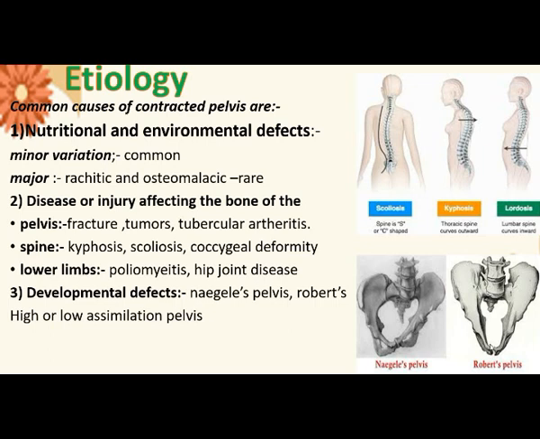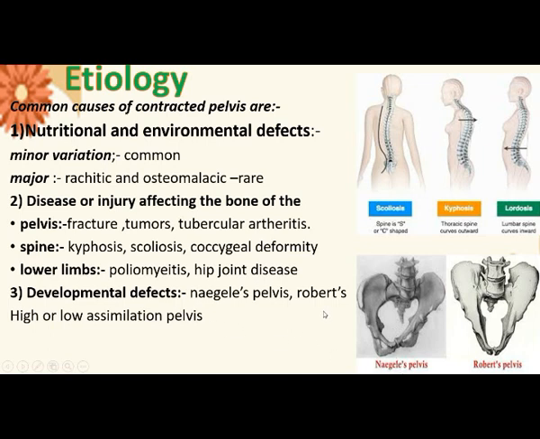Main feature of this Naegele's pelvis: the obstetric outlet is obliquely contracted at all levels, but more marked in the outlet. Obliquity is mainly contracted. So that is a Naegele's pelvis.